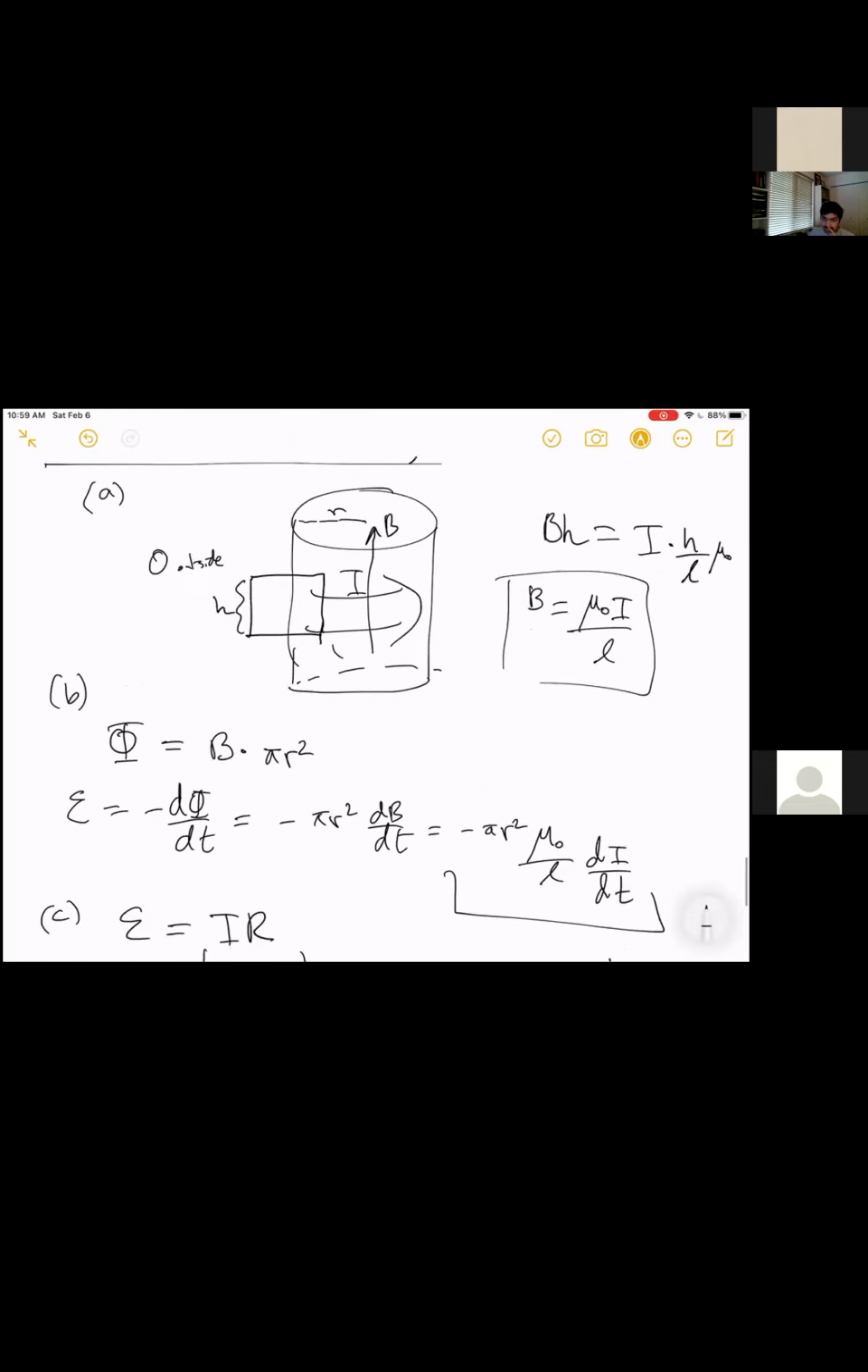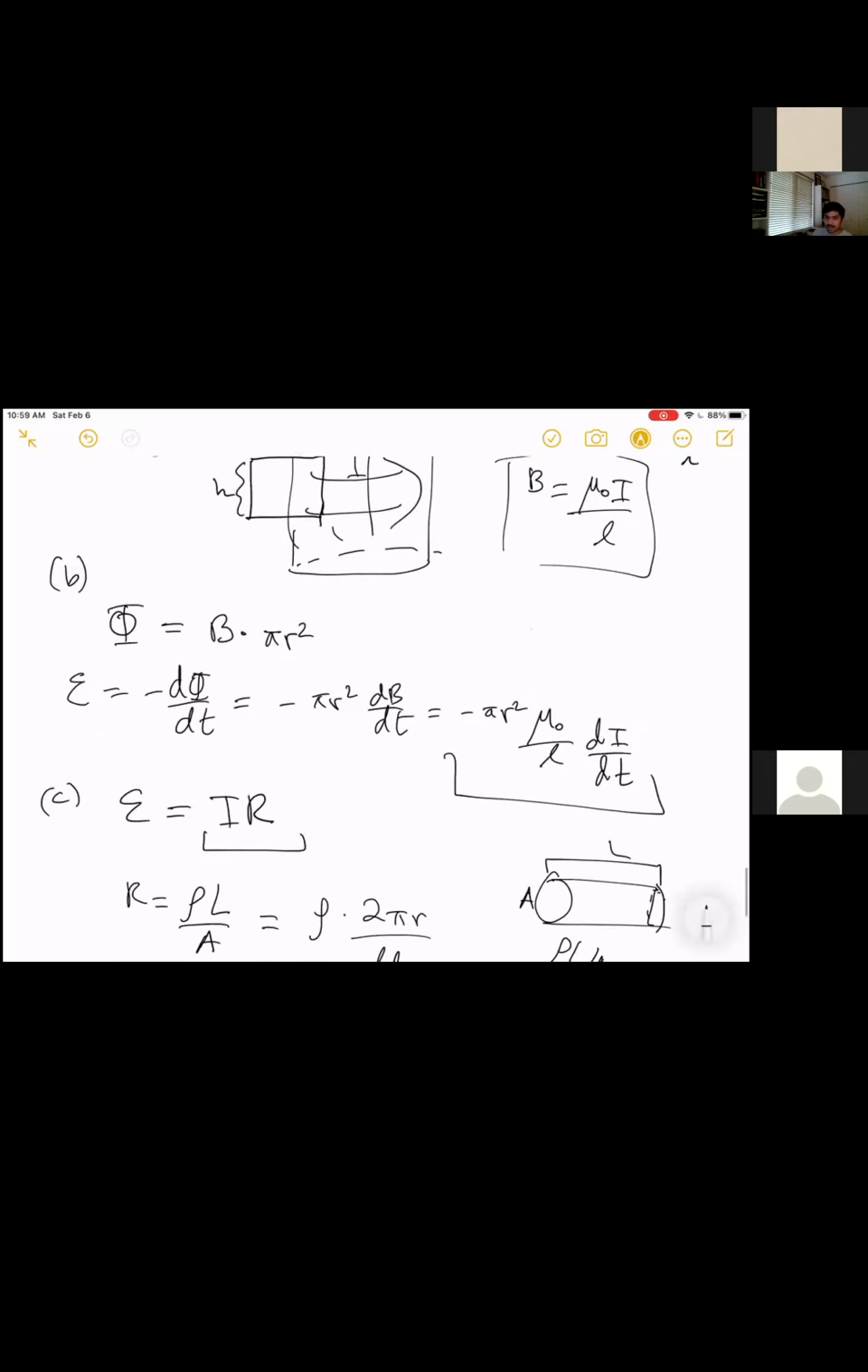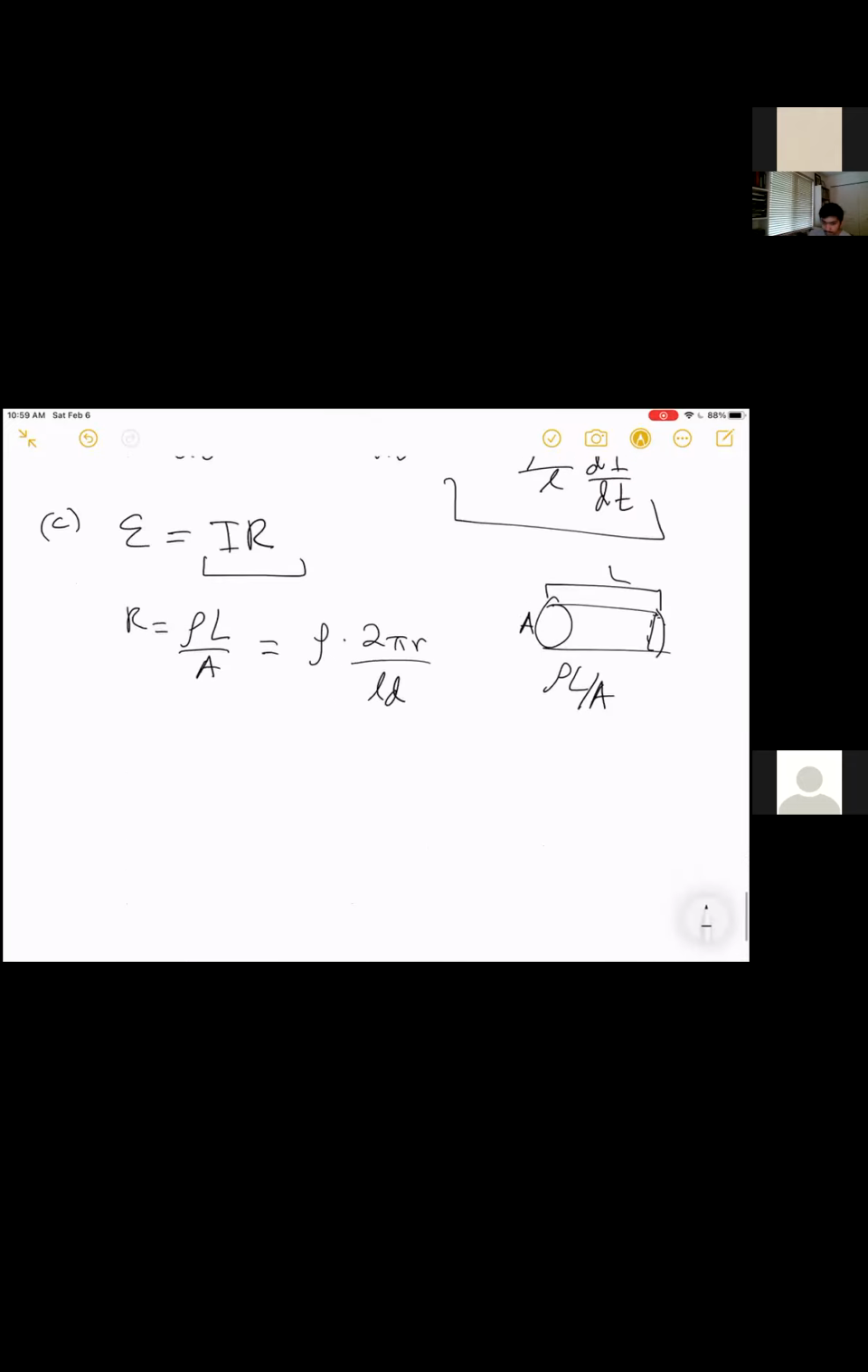So in this case, it has thickness D and the current is flowing in that direction. So the cross-sectional area it's flowing through is just L times D. And then the entire length of the resistor is 2 pi R. So that's my resistance. Therefore I have that epsilon is equal to rho times 2 pi R over L D times I. The EMF.